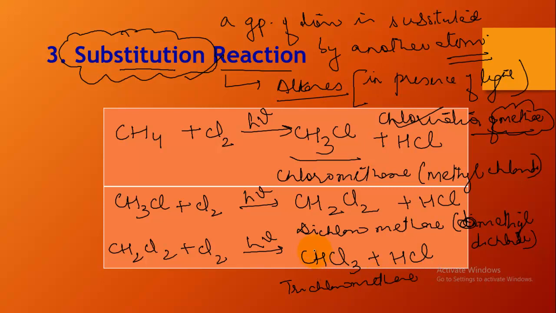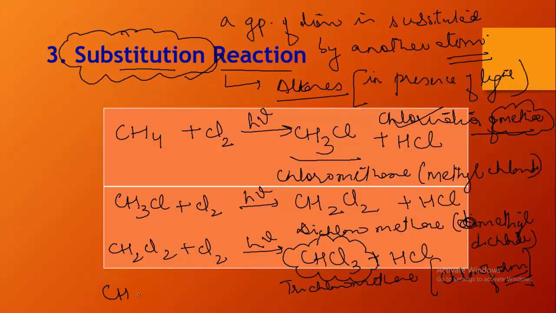And do you know what the common name for CHCl3 is? It's an important compound and it is used as a sedative. It is chloroform. Not a sedative, it is an anesthetic. If you want to give anesthesia, chloroform is used for that. So chloroform is CHCl3, the common name for trichloromethane.